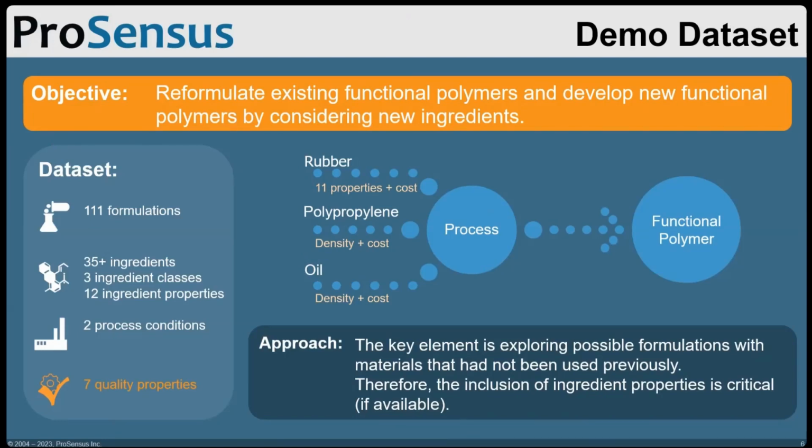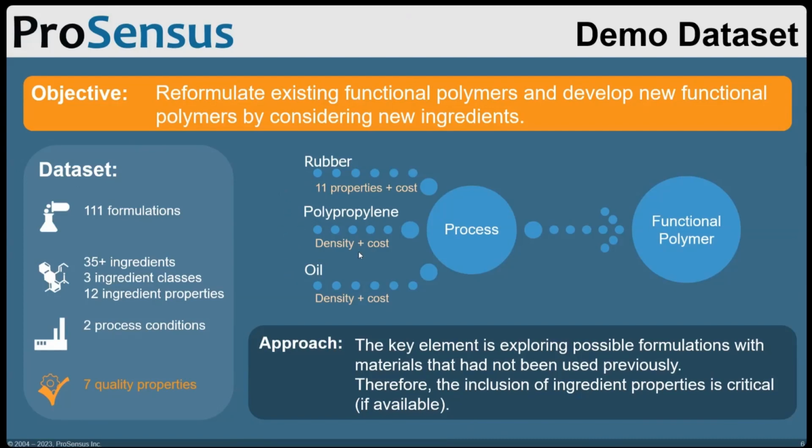In the data set, we have 111 existing formulations. We have 11 properties that are measured on the rubbers, so ingredient properties such as molecular weight and so on, and their cost. For polypropylene and oil, we only measure density, and we also have their cost. Now we have about 35 ingredients, so I think there were about 13 rubbers that were used in historical formulations, and about 18 new rubbers that the customer wishes to consider when reformulating these functional polymers. We have four polypropylenes and 1 oil.